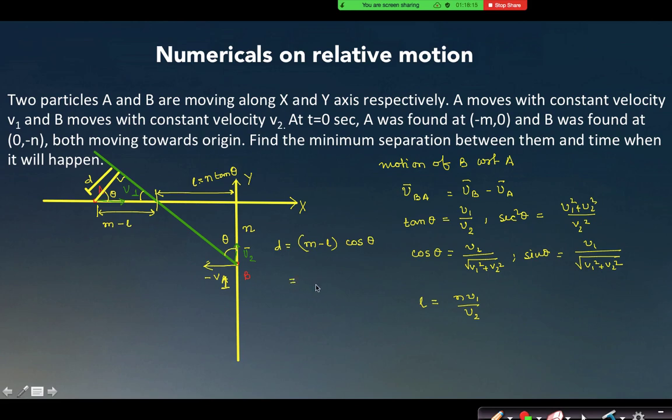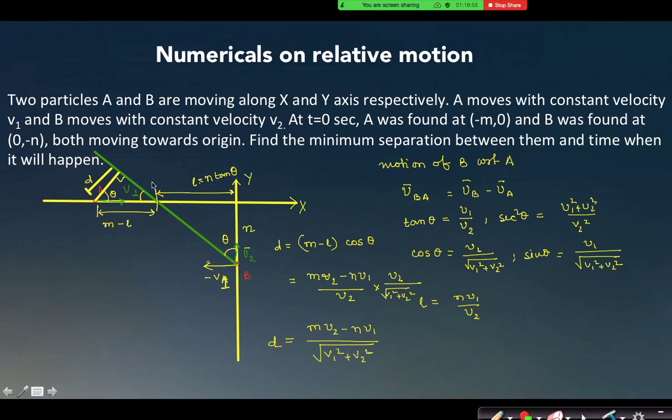Now what is m minus L? It is m v2 minus n v1 divided by v2, into cos theta. Cos theta is v2 by root under v1 square plus v2 square. So your answer should be m v2 minus n v1 divided by root over v1 square plus v2 square. Have you got this value? Yes, sir.